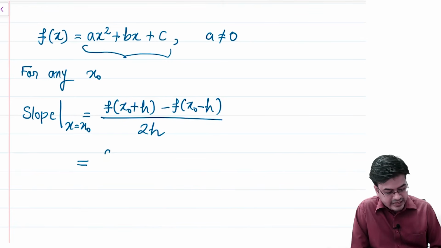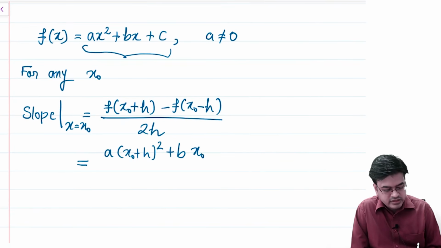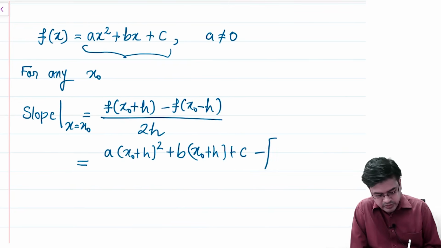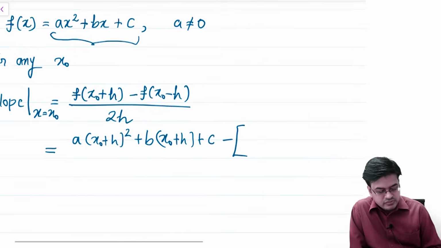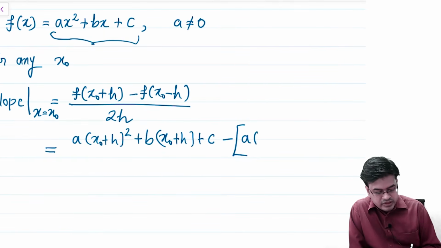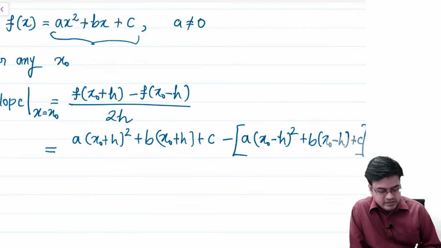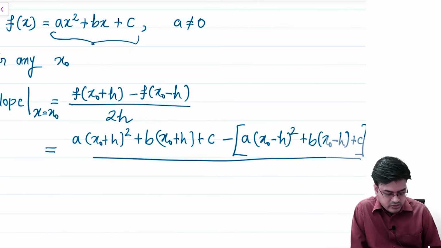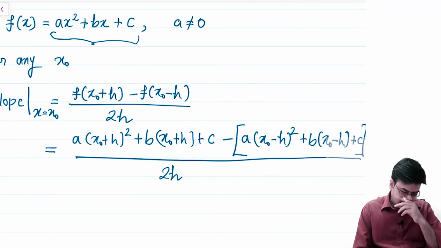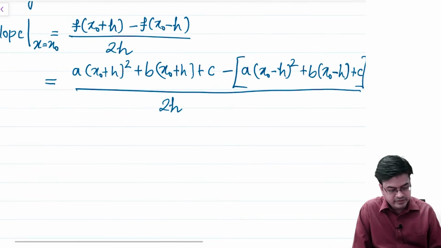Go ahead and do a similar calculation by just substituting this function. So it is a times x naught plus h square plus b times x naught plus h plus c minus, let me put a square bracket here, a times x naught minus h the whole square plus b times x naught minus h plus c, and the square bracket is complete, the whole thing upon 2h. Correct. Let us simplify one by one.